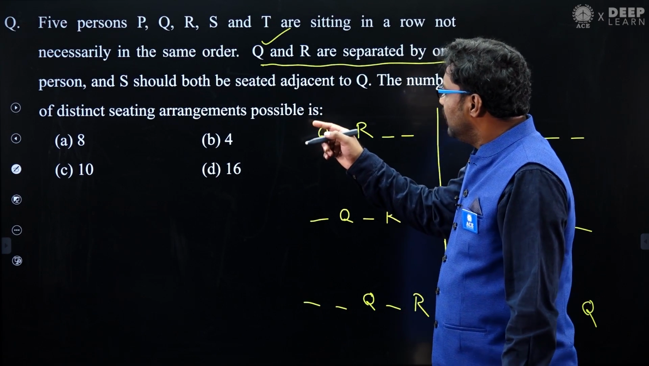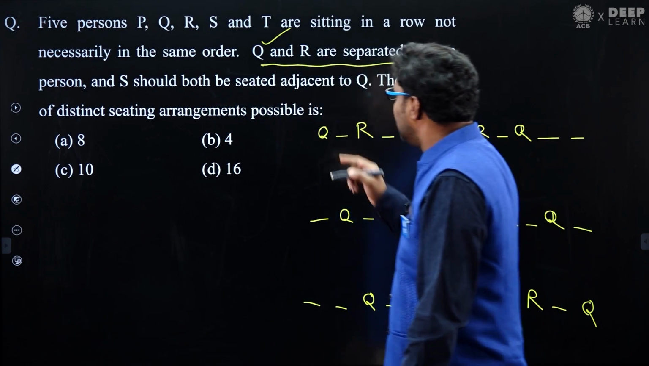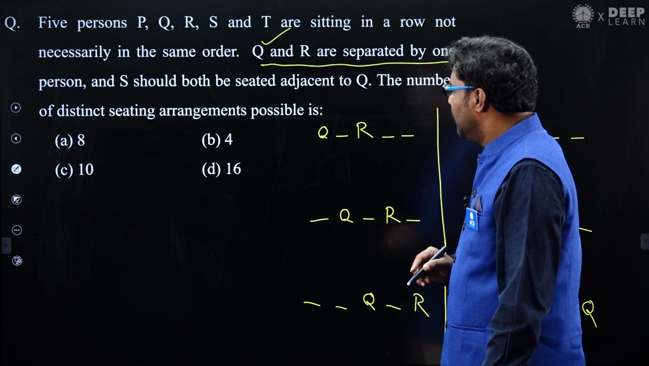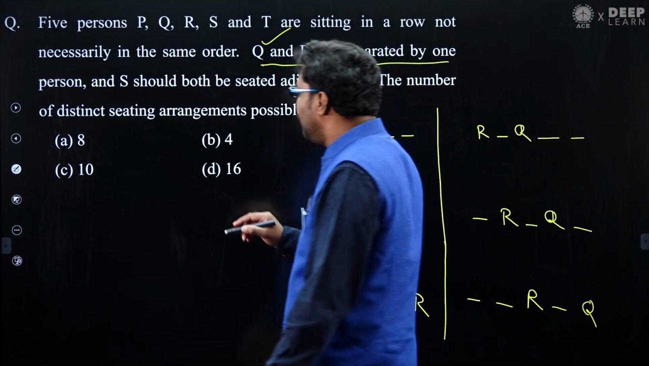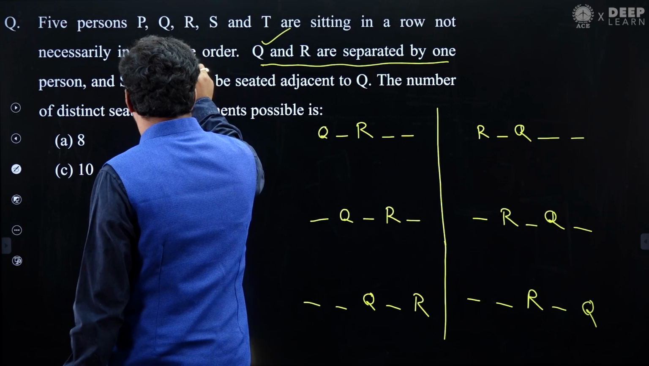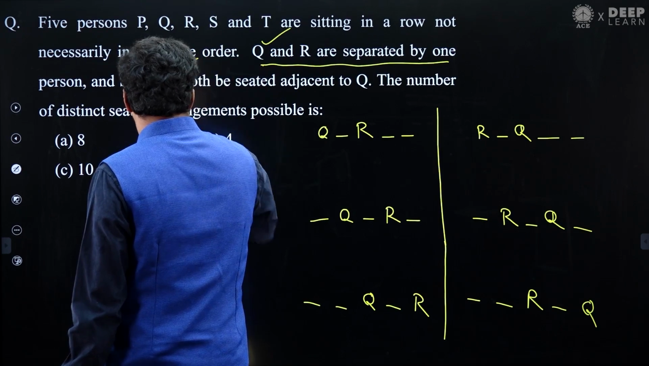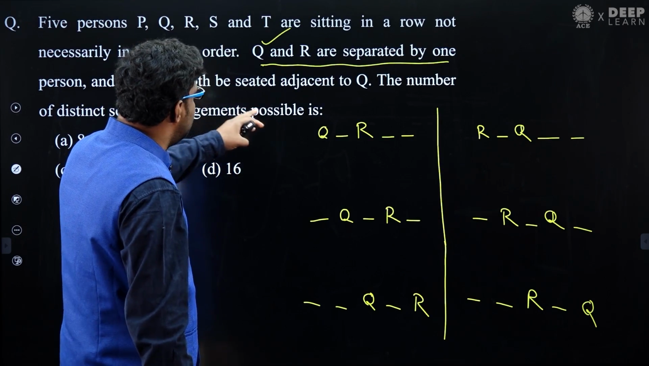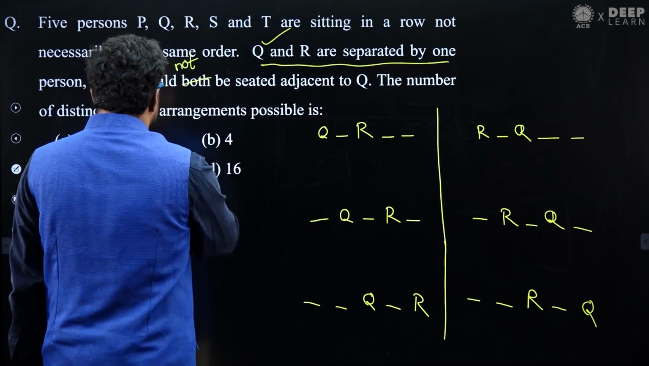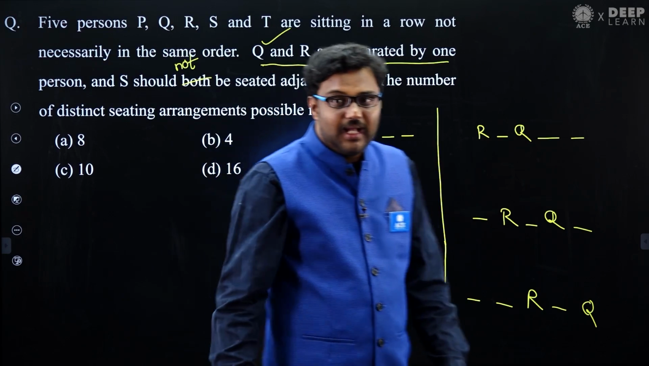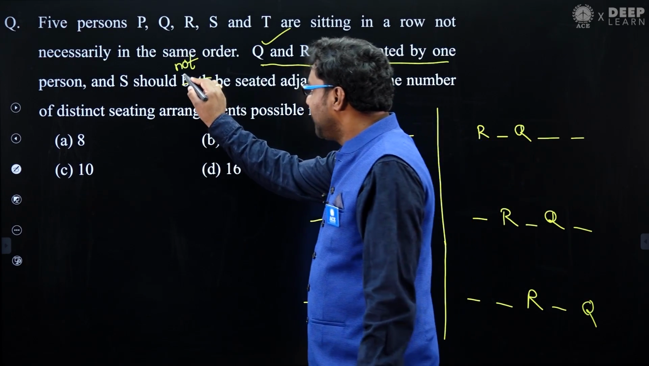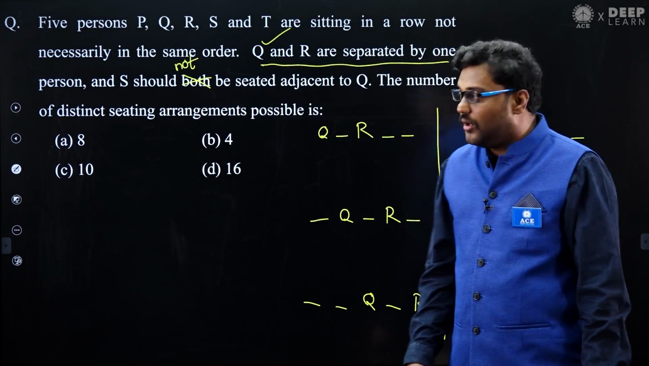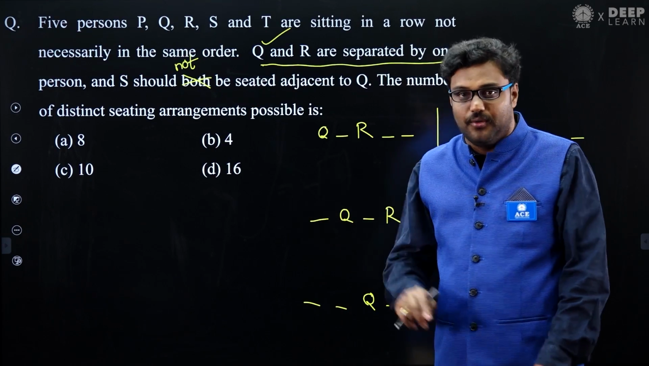Fine, next one is, S should be seated adjacent to Q. Okay, actually, this is a mistake. S should not be seated adjacent to Q. The question is that S should not be seated adjacent to Q.